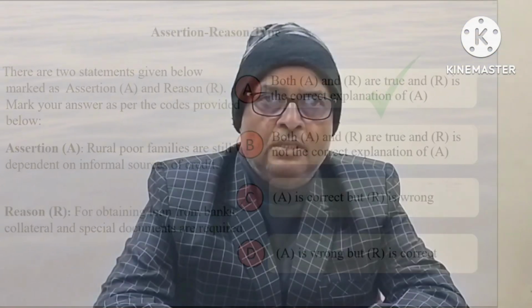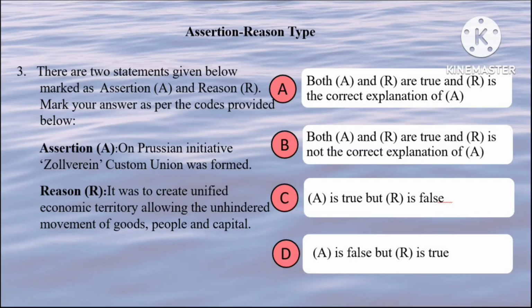Next question. Assertion. Zollverein was formed on the Prussian initiative. That is true. Reason. It was to create unified economic territory. This is also true. So both assertion and reason are true, and R is the correct explanation of assertion. So the correct option will be A.